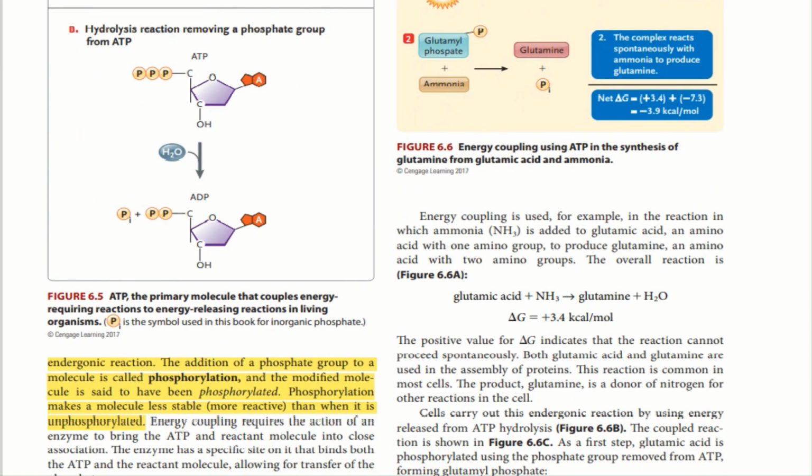endergonic reaction. The addition of a phosphate group to a molecule is called phosphorylation, and the modified molecule is said to be phosphorylated. Phosphorylation makes a molecule less stable and more reactive than when it is unphosphorylated.